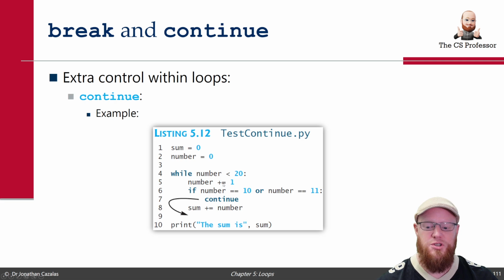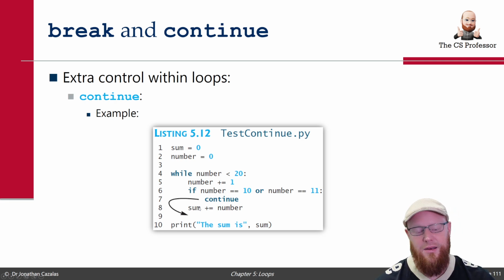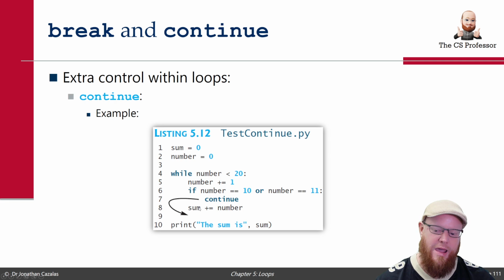So let's look at if just the number was 9. If number, well, started at 8. If number was 8, we add 1 to 8, it becomes 9. This line 6 will not be true. It's not 10 or 11 because number's 9. We now add 9 to our sum. We execute line 8, we add 9 to sum. So now we come to line 4. Is 9 less than 20? It is. Cool. Let's add 1 to 9.